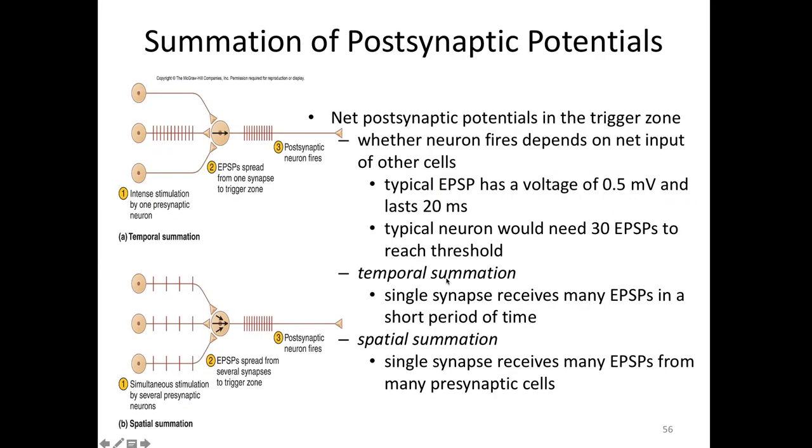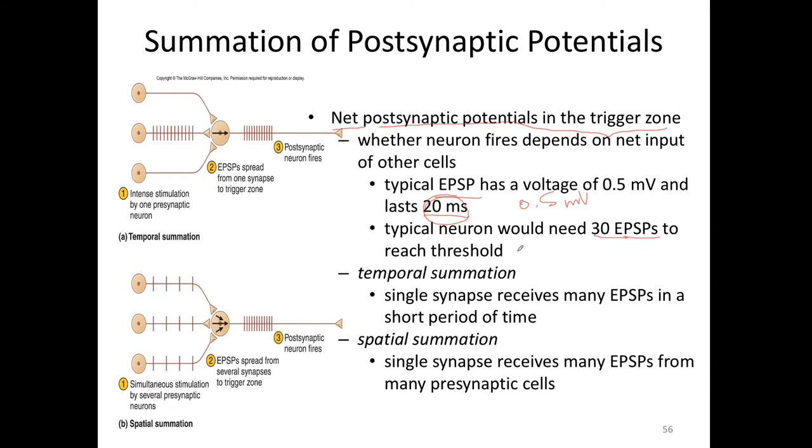So that brings us to the concept of summation, which is where multiple neurons can talk to another neuron differently depending on what outcome is required, or you can achieve the same outcome in two different ways, sometimes more than two. So net postsynaptic potentials in the trigger zone determine whether the neuron fires. A typical excitatory postsynaptic potential has a voltage of about 0.5 millivolts, and it only lasts for about 20 milliseconds. So you would need about 30 excitatory postsynaptic potentials within this 20 milliseconds, not after, to reach summation.